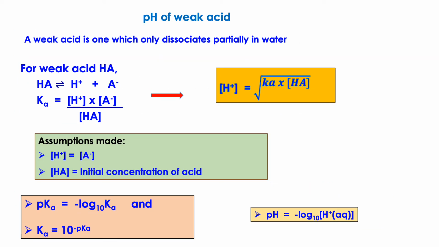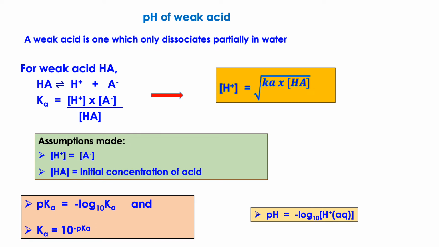pH of weak acid. Let us recall the definition of a weak acid. A weak acid is one which only dissociates partially in water. Let us take a weak acid HA. HA dissociates partially to form H+ ions and A- ions.